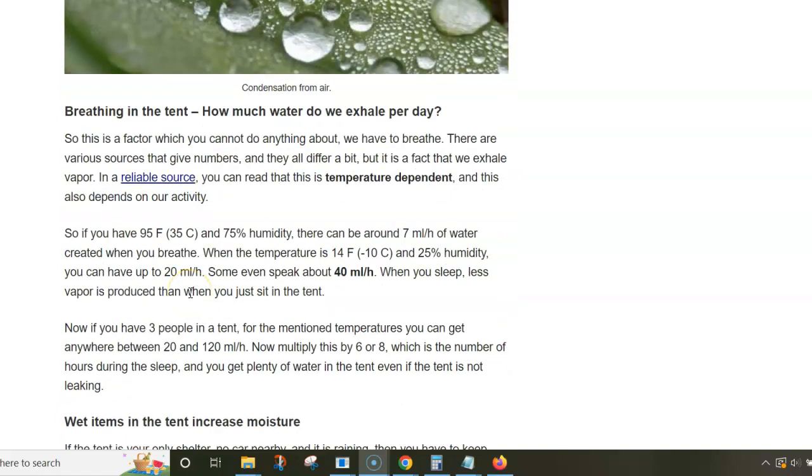Then when you breathe you produce vapor, and this is also temperature dependent. So one person can produce between 7 and 40 milliliters of vapor per hour. And now imagine that you have 3 people, so you can have between 20 and 120 milliliters per hour. Multiply this by 6 hours sleeping, and you realize how much water you can possibly have on the walls of the tent from inside.